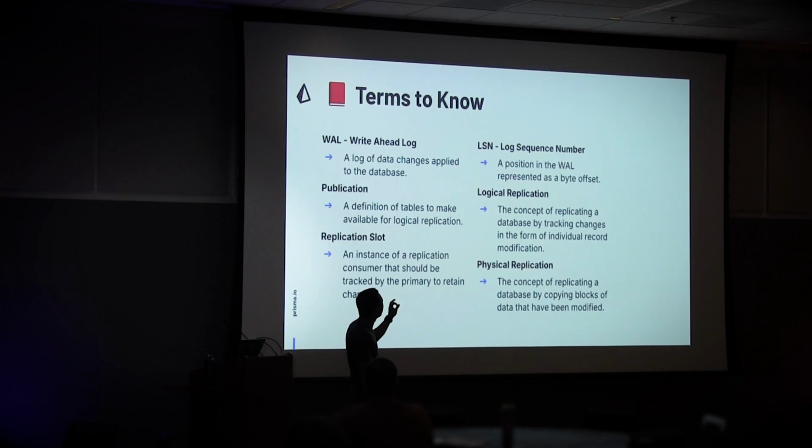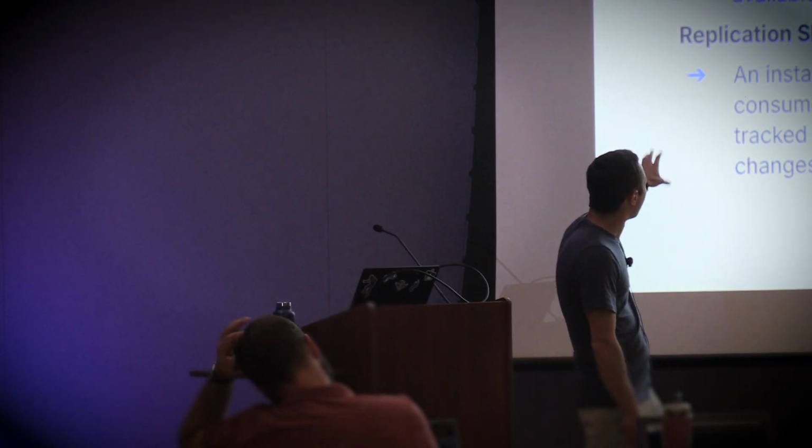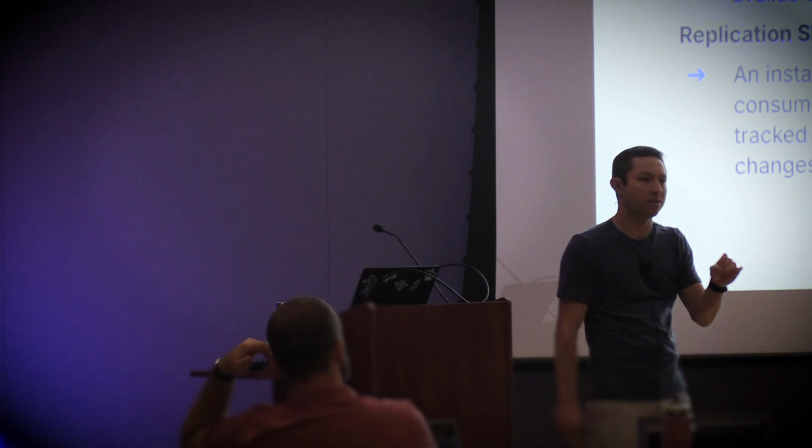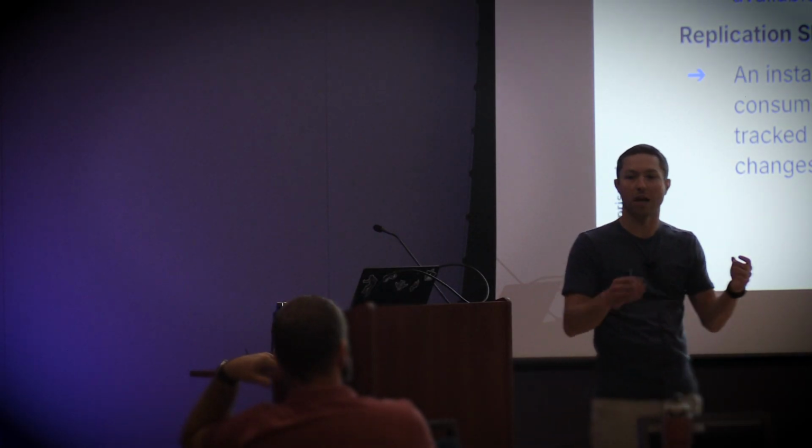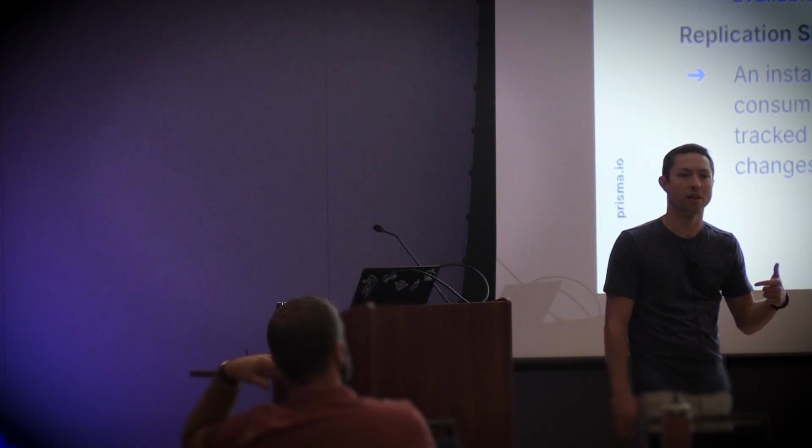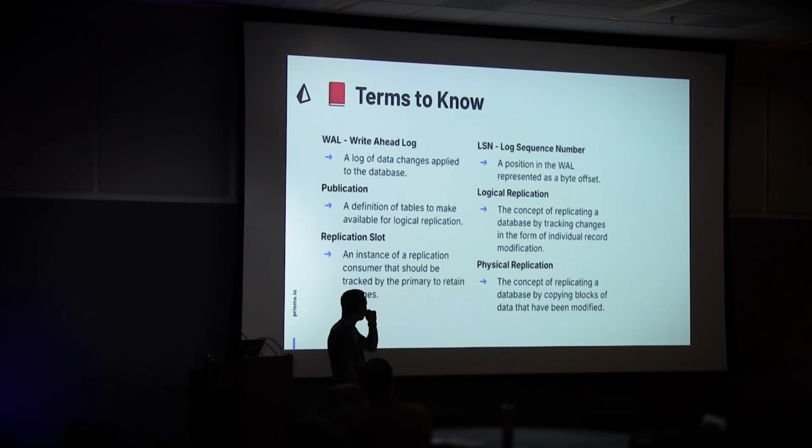And then we have a log sequence number, which just represents a position in that write-ahead log. So it's like split in half. One half is going to be which write-ahead log file it refers to. The other half is literally a byte offset in that file of this very particular event. A publication is a definition of tables that we make available for logical replication. We'll see an example of that one. A replication slot is a particular instance of another replica or an application that's going to be consuming these events. We'll also see an example of that.